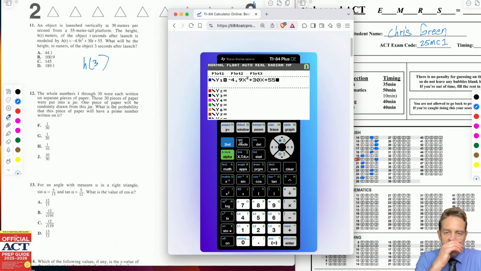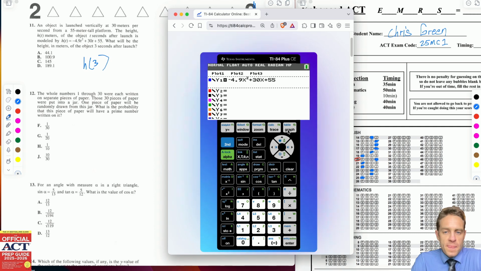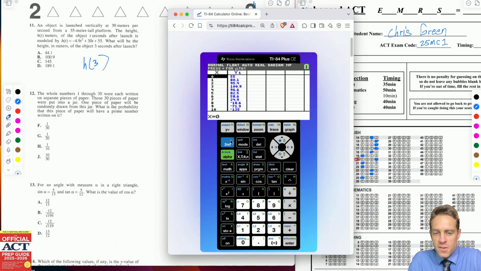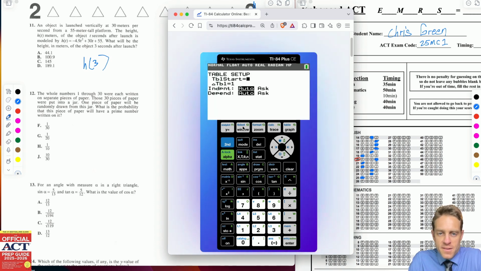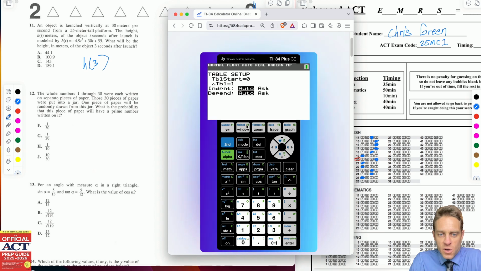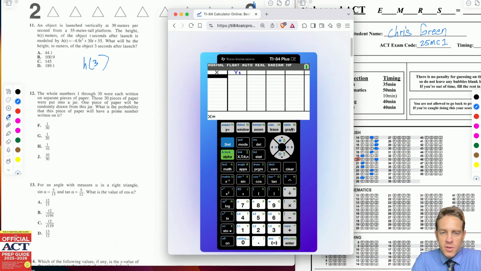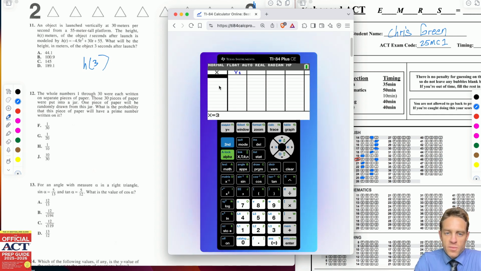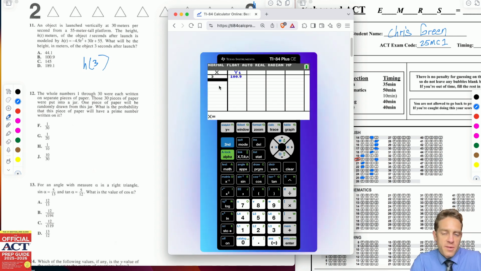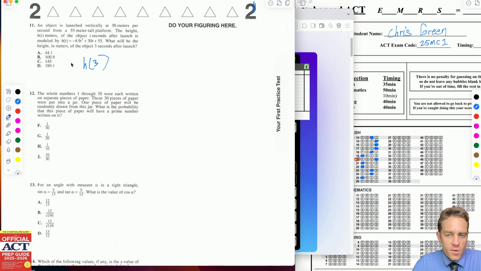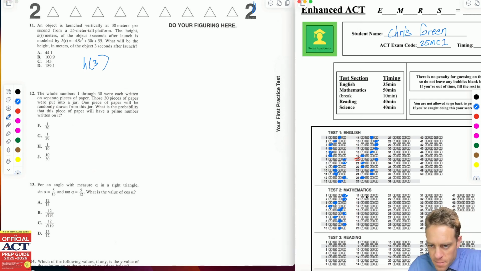So instead of graphing it, go directly to the table. Hit second graph, and then change the table settings to independent: ask. Works much better so that you can enter your own value. Okay, now go back to the table. It should be empty. And then if you plug in 3, it will tell you the output value. You could have also done it just by writing it out, of course. And that's B.